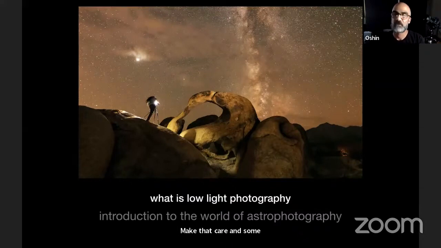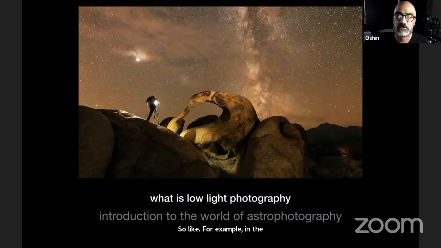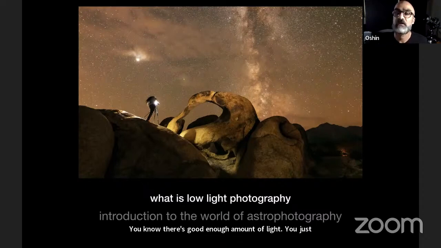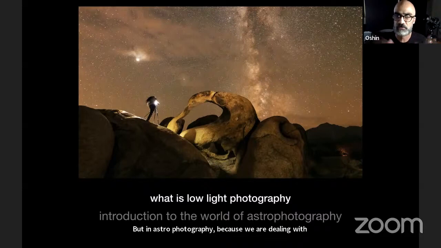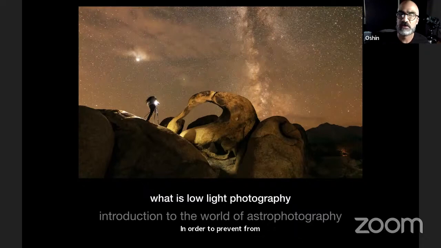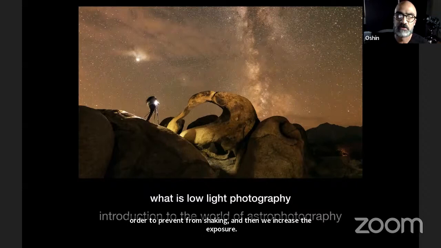For that reason, to do long exposures, we need special techniques in photography. For example, in the daylight, when we want to take a picture of a building in broad daylight, when there is sun, there's a good enough amount of light, you just capture that picture in a very quick moment, and you can hold the camera in your hands. But in astrophotography, because we are dealing with very, very low light situations, we need to put the camera on a tripod in order to prevent shaking. And then we increase the exposure time to capture more and more starlight in our photographs.